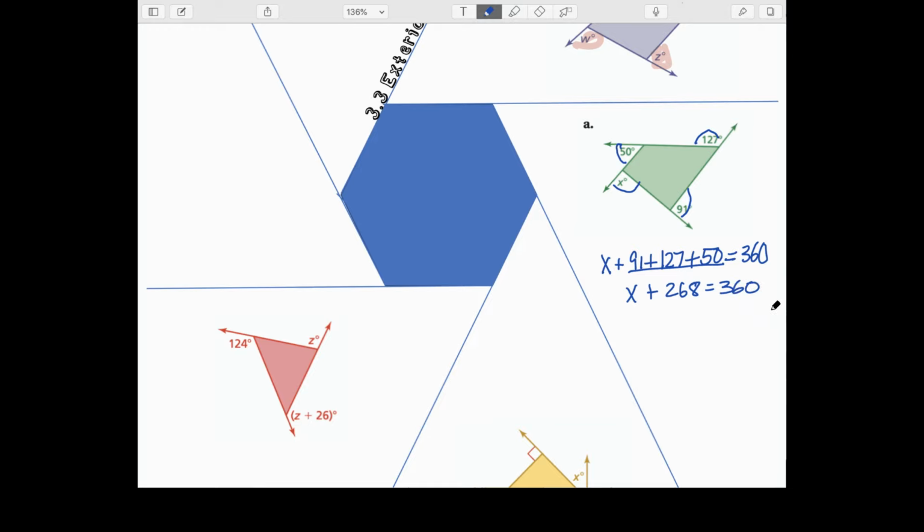Oh, you mean now I just subtract 268 from 360? Absolutely. And that is what X equals. So that's that final angle here. Okay, so we can use that relationship to find missing angles. Let's take another look here.